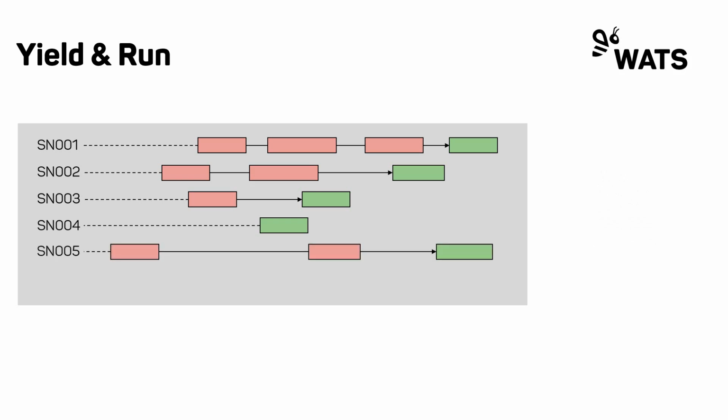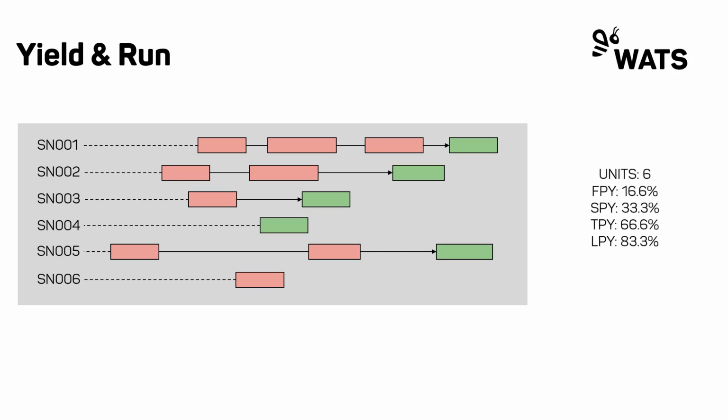And then a 5th unit passing on the 3rd try here, giving us a first pass yield of 20%, second pass yield 40%, third pass yield of 80%, and then a last pass yield of 100%. All units still eventually pass. And then a 6th unit here. This one has only been tested once and failed that test. So now last pass yield is 83.3% because 5 of the 6 units eventually passed.